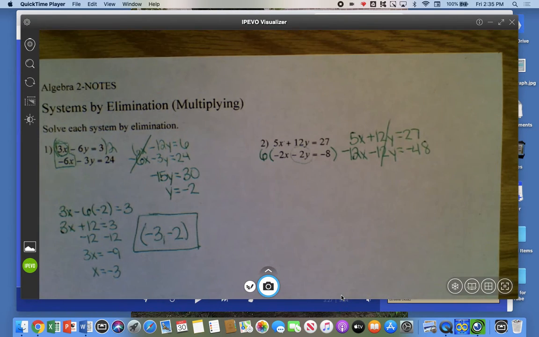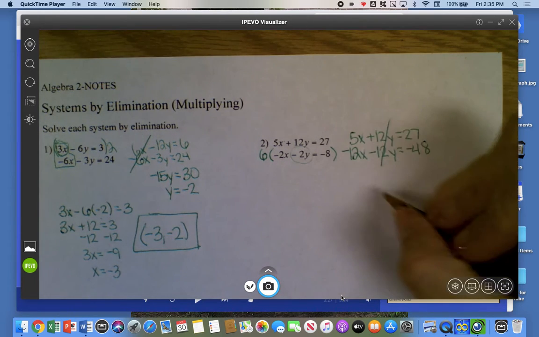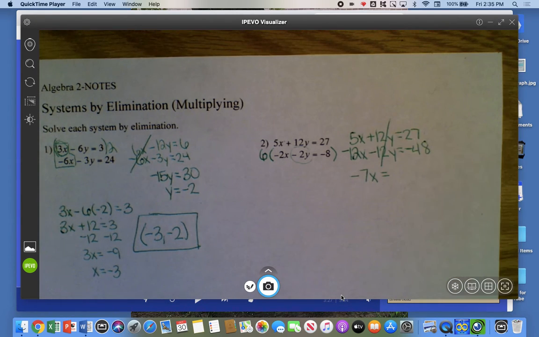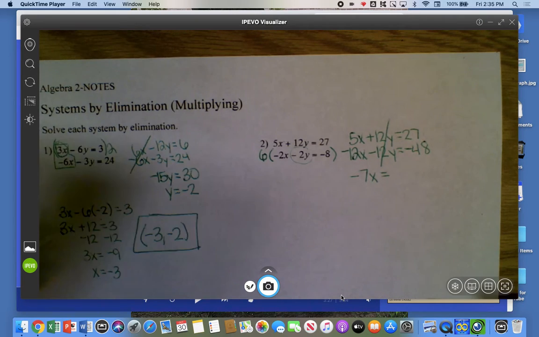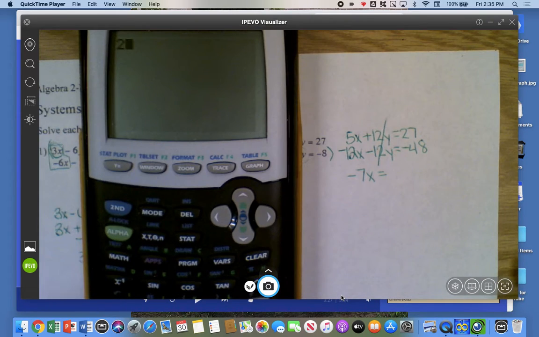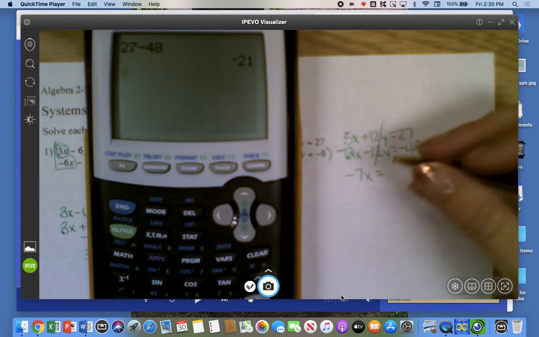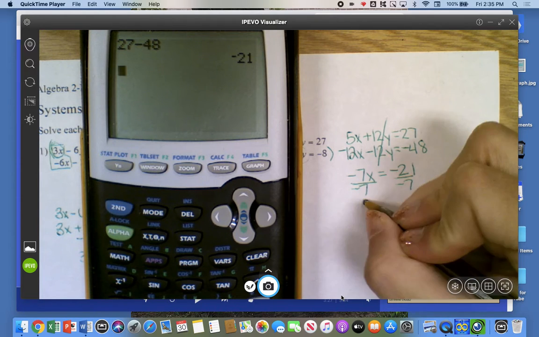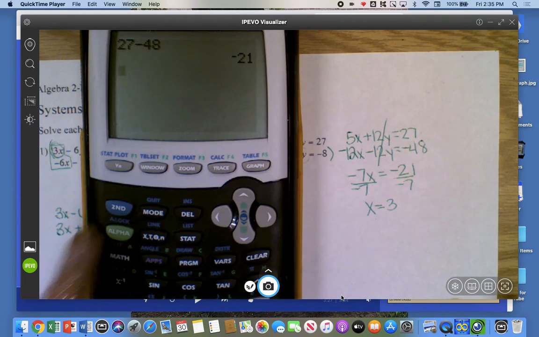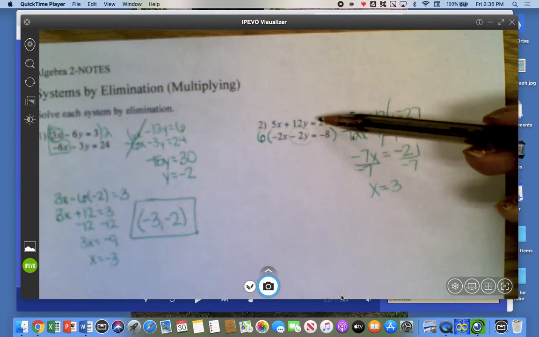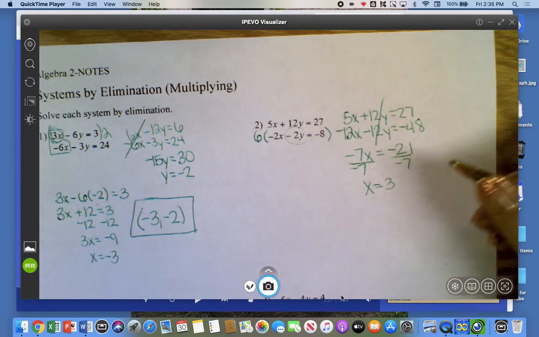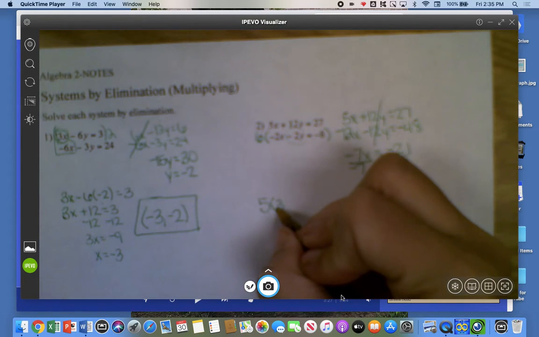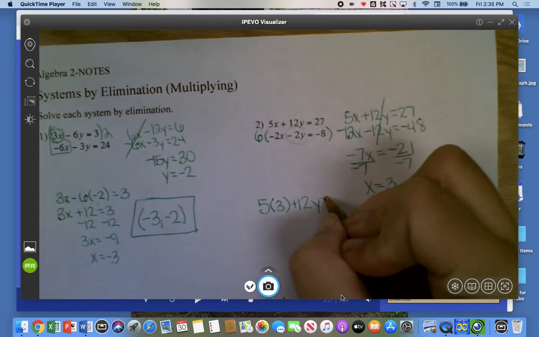So the y's eliminate this time. And then our remainder, 5 minus 12 is negative 7x. 27 minus 48, if you need a calculator, you can always use those. So you got 27 minus 48, and that gives us a negative 21. So then we can divide by negative 7, and 2 negatives are going to give me a positive 3 for my x. Then at this point, you can pick top or bottom. And again, it does not matter. I'm going to just go with the top, but that's totally a personal preference.